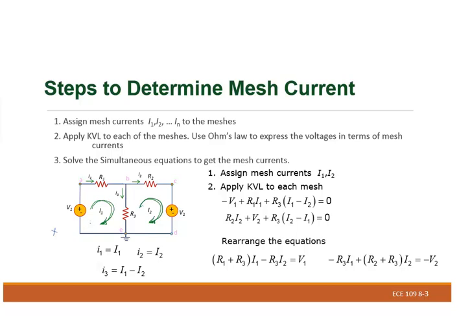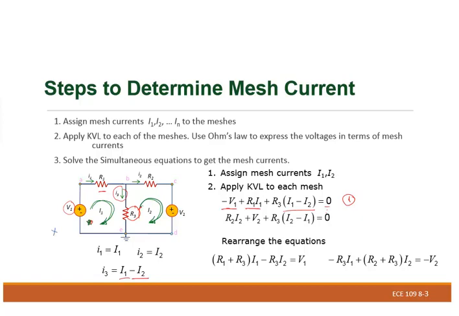If I start from this point here, so negative V1 plus capital I1 times R1, plus R3 times I1 minus I2 opposite direction here will be equal 0. The reason here, we know that lowercase i3 here is I1 minus I2. So this is our first equation here, first mesh equation.